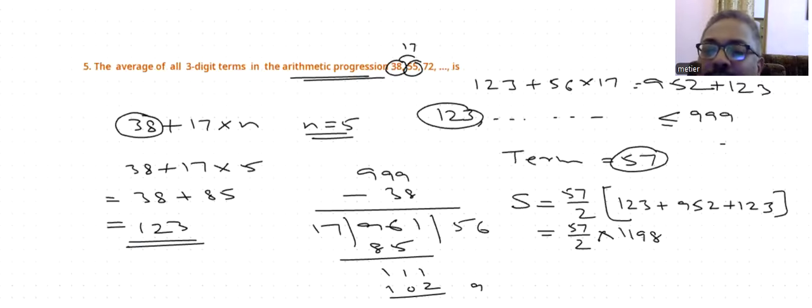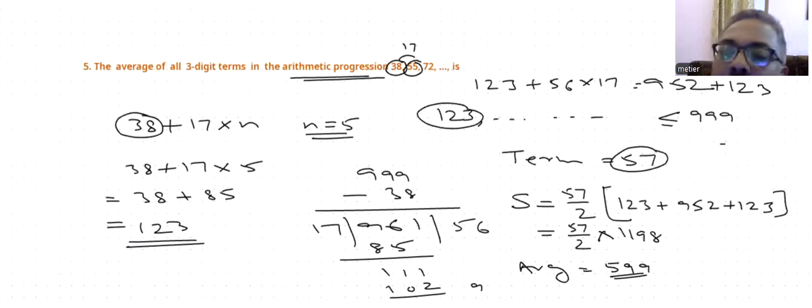Now you need the average. Average means you have to divide the sum by the number of terms. So if we divide by 57, the average will be coming as 57 cancel, 100, it is coming as 599. This will be the answer. Right? 599 will be the answer.